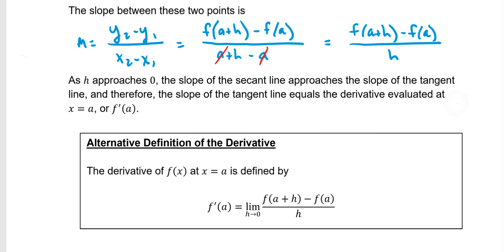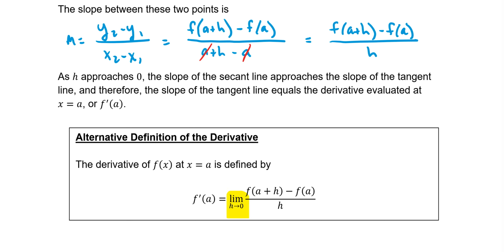So since we want h to approach 0, that's where we need this limit to come into play. So basically we have this right here, f of a plus h minus f of a all over h, and we're going to evaluate the limit of it as h approaches 0. And it's the same thing we just did a second ago. That is the slope of the tangent line. That is f prime of a.